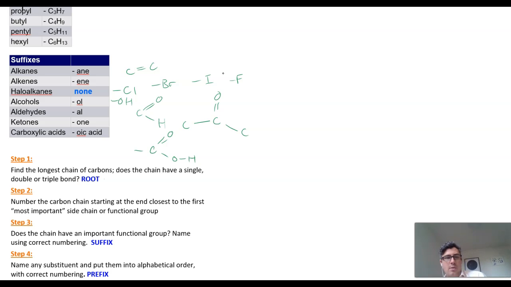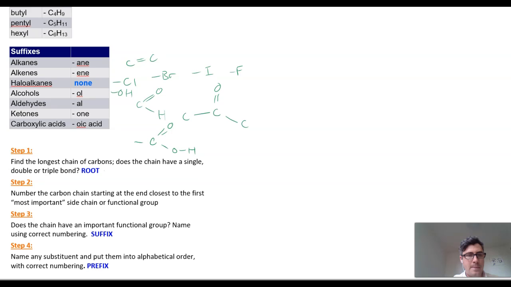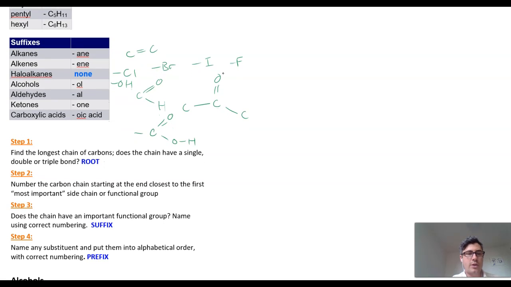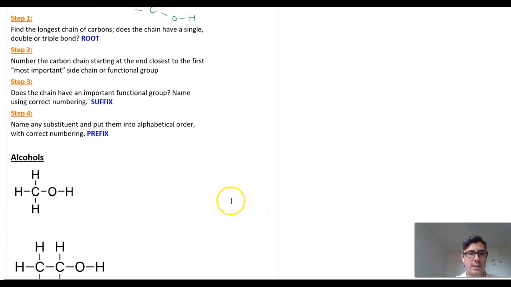So once you've worked out what the functional group is, you number from that side. Then you include the correct suffix. Now a suffix is the end of a name, so that's this part here. And then you put the right prefix on as well. So the prefix would be any kind of substituent group, which we've covered in a previous video on alkanes. So let's have a look at putting this into practice.